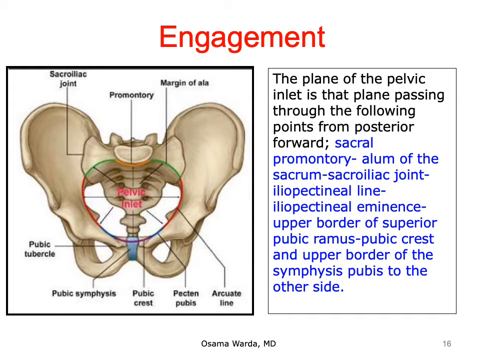This plane of the pelvic inlet is not horizontal. However, it makes an angle with the horizon. This angle is 55 degrees. So it is inclined, and this facilitates the process of labor and may explain the movement of internal rotation during normal labor. Okay, so you know now what is meant by engagement.